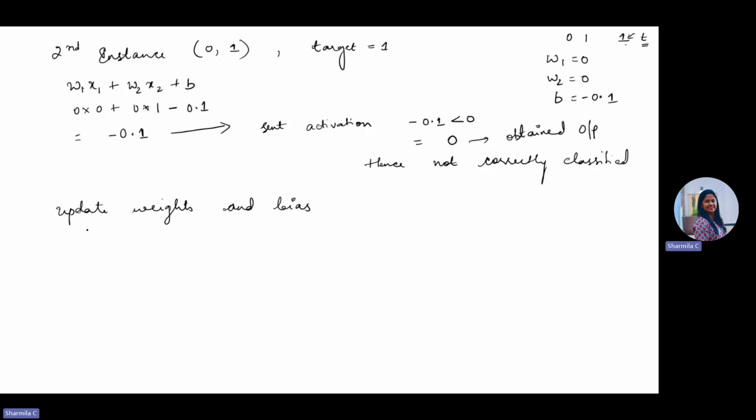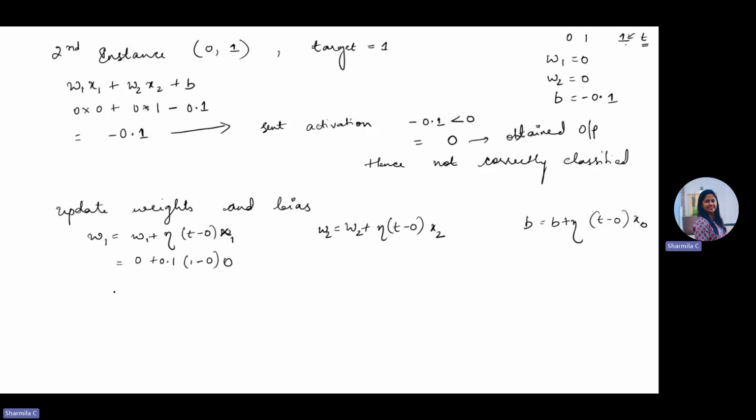So we get W1 equals W1 plus the learning rate times (T minus O) into X1. Then update the weight W2 equals W2 plus the learning rate times (T minus O) into X2. Then update the bias value, B equals B plus the learning rate times (T minus O) into X naught. So W1 will be 0 plus 0.1 times (1 minus 0) into 0, which is equal to 0.